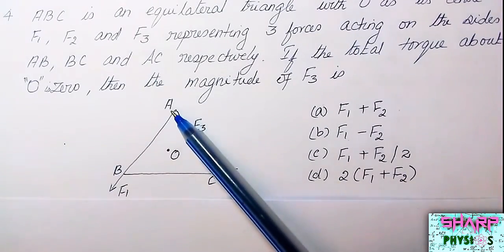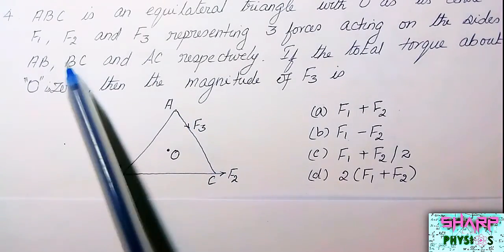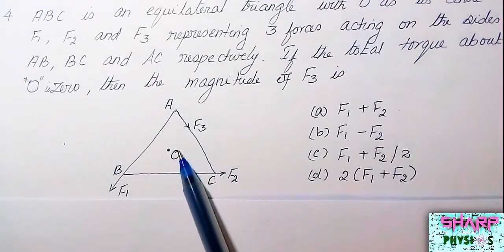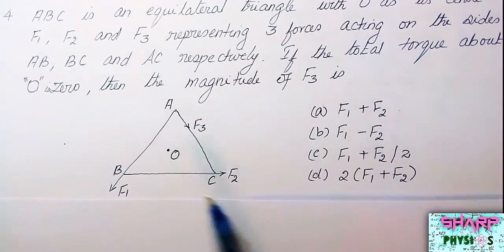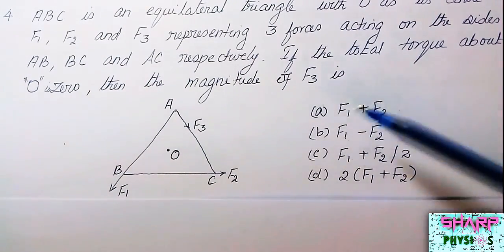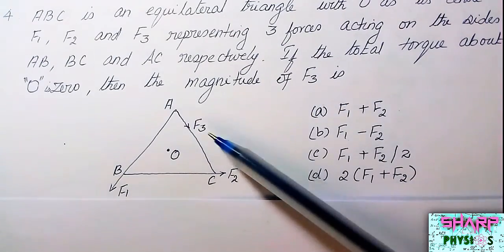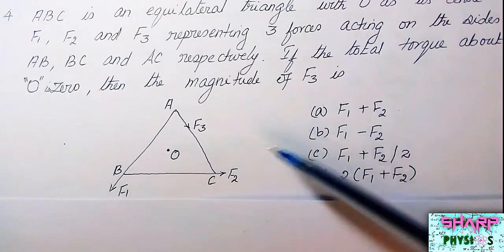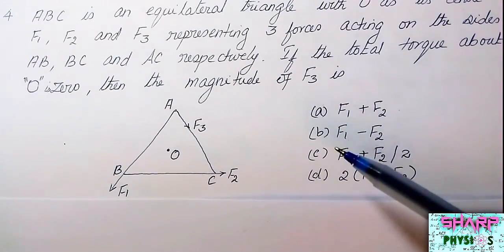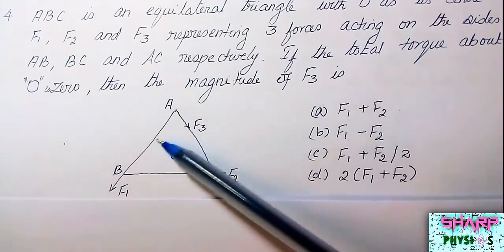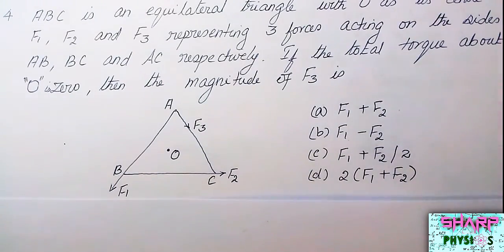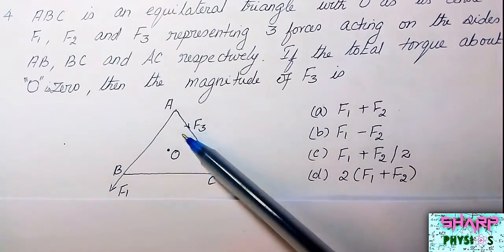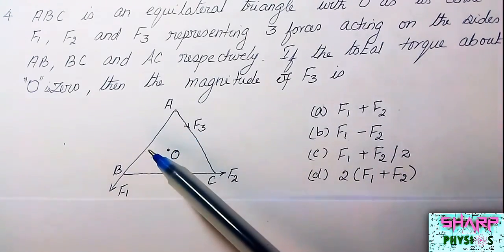You can see three forces acting here on AB, BC and AC. And the net torque in this particular case will be 0. So when it's 0, we have to find the magnitude of this particular F3, and which of these four options will make the total torque 0.